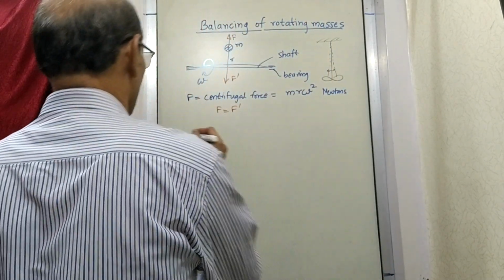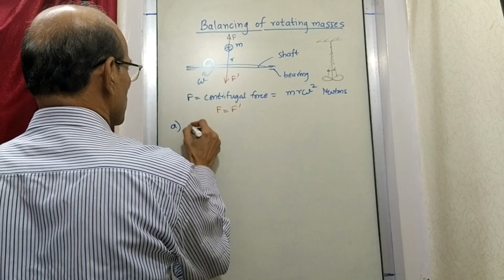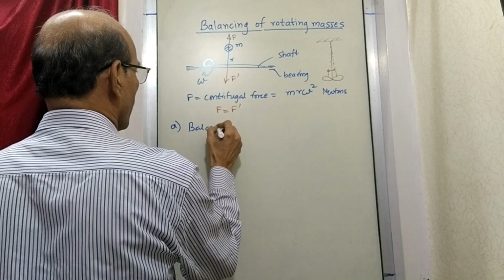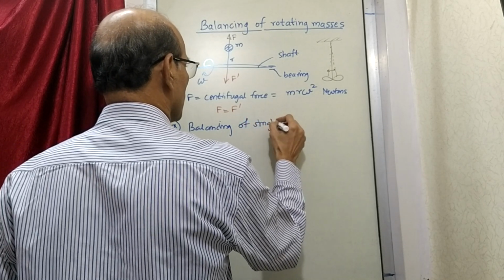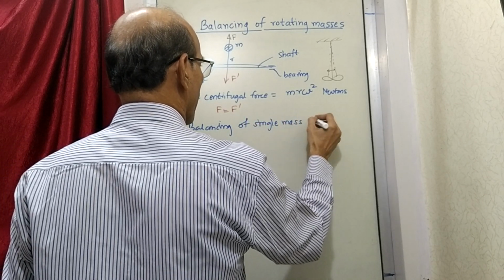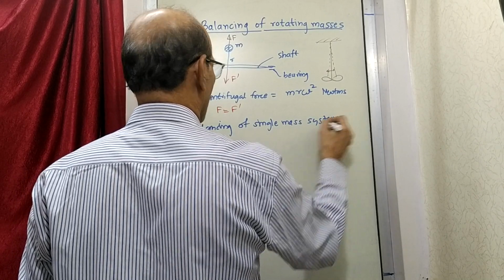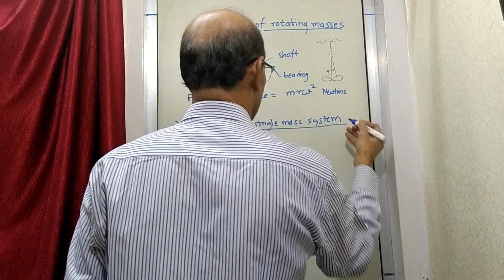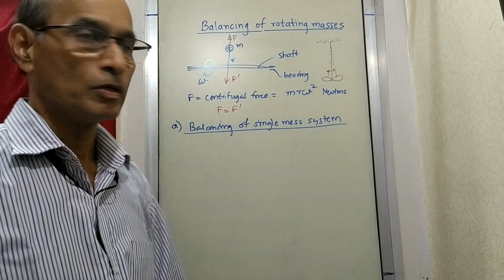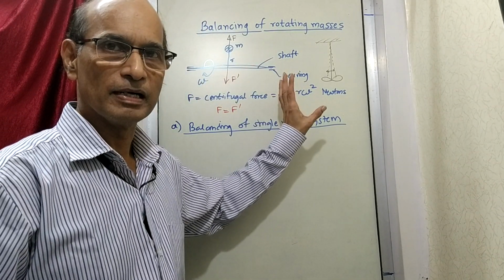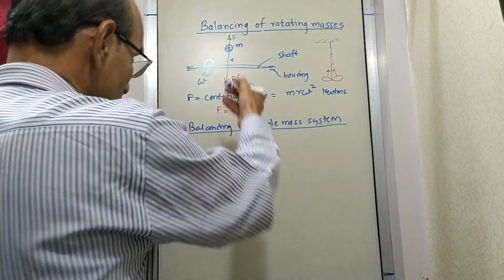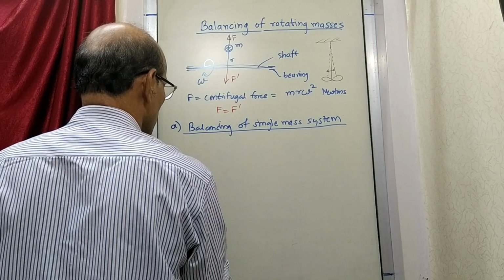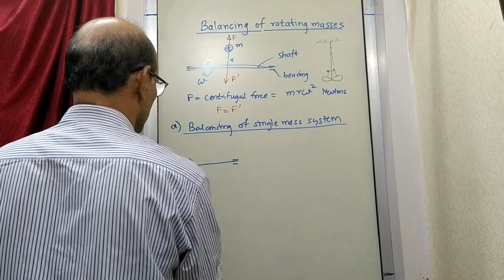So we are talking about the first type, balancing of single mass system. Now having seen the basics, let's see how to balance a system which has got just one mass, which is same as this system. So I'll draw the figure like this.